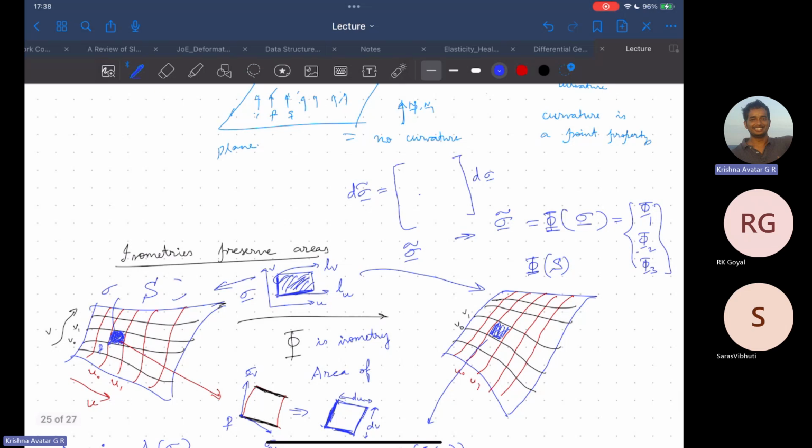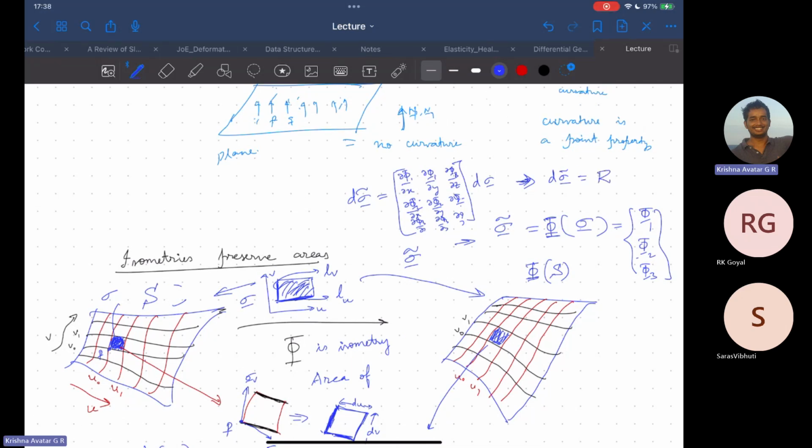So what we'll have here is phi 1 by phi x, phi 1 by phi y, and phi 1 by phi z. Likewise phi 2 by phi x, phi 2 by phi y, phi 2 by phi z. Likewise phi 3 by phi x, phi 3 by phi y, and phi 3 by phi z. In short notation, we'll just call this R, a matrix, acting on d sigma.